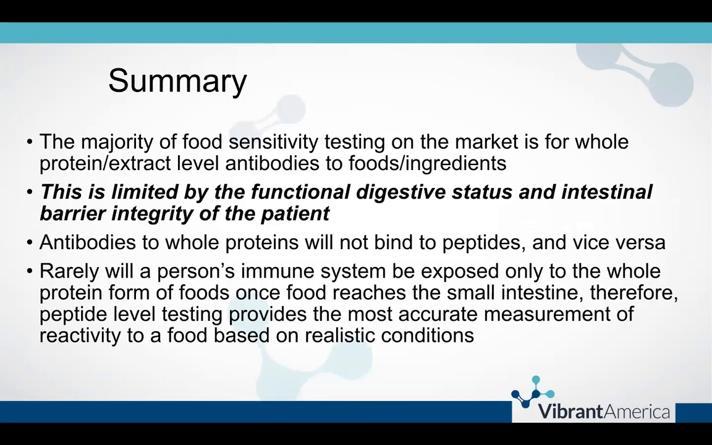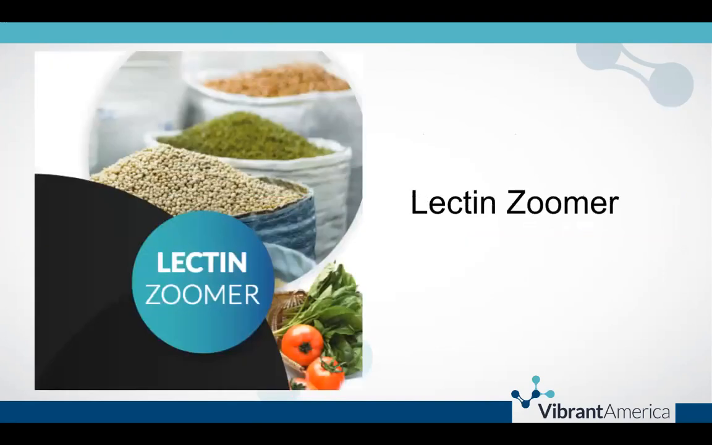Rarely will a person's immune system be exposed only to the whole protein form of foods once that food reaches the small intestine. Therefore, peptide level testing provides the most accurate measurement of reactivity to a food based on realistic conditions of digestion. All right, so let's move on to the lectin zoomer.